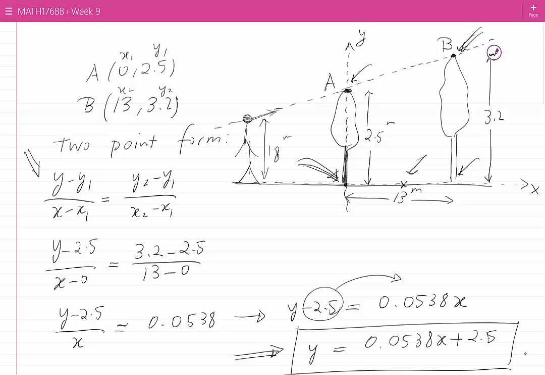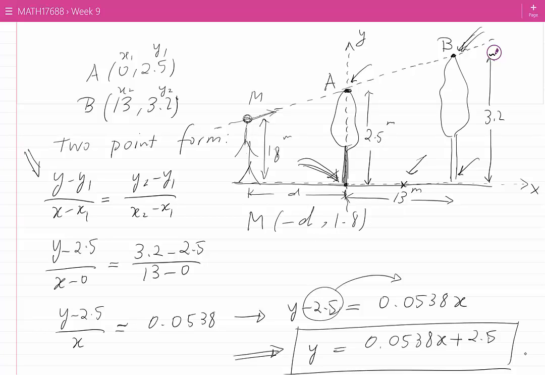Now, let's show the position of the head by M. The coordinates of M are: the x coordinate would be the distance between the person and the tree. I will call this D. So D is just a positive number showing the distance. But because the person is on the negative side of the x-axis, the coordinate would be minus D. Now D is a positive number. And then the y-coordinate, it's above the x-axis, it would be 1.8.